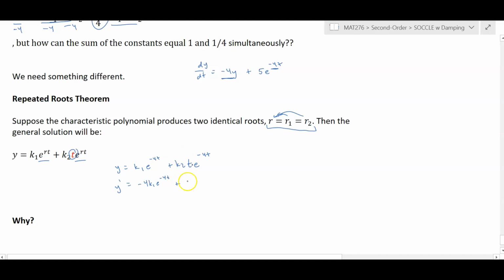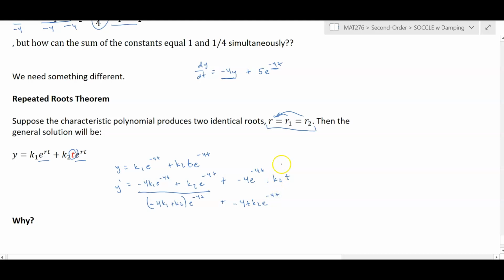So the derivative of the first would be k2 times the second unchanged, plus the derivative of the first, which would be negative 4, derivative of the second, which would be negative 4 e to the negative 4t, times k2t. And now you notice that these two terms right here could actually be combined into one. This will be negative 4k1 plus k2, all times e to the negative 4t. But in the second one, you get negative 4t k2 e to the negative 4t.